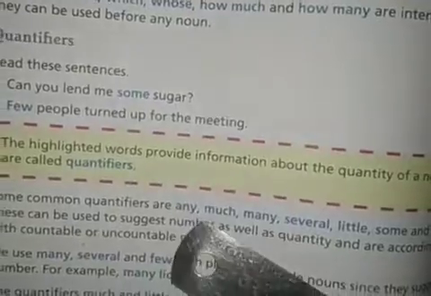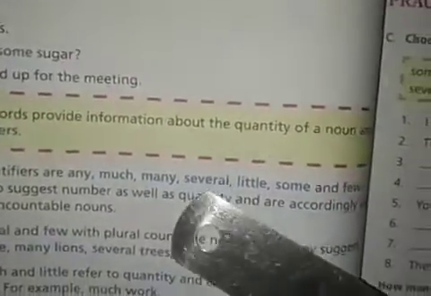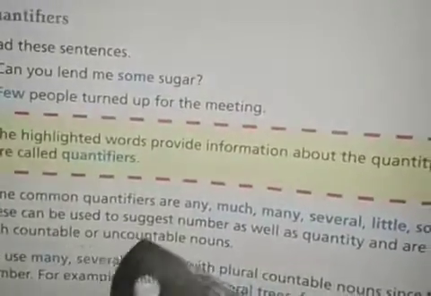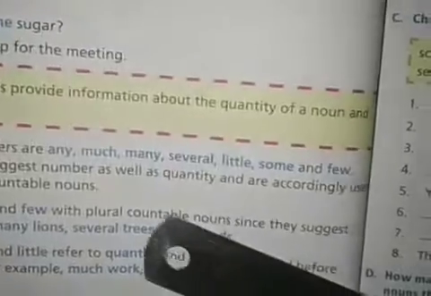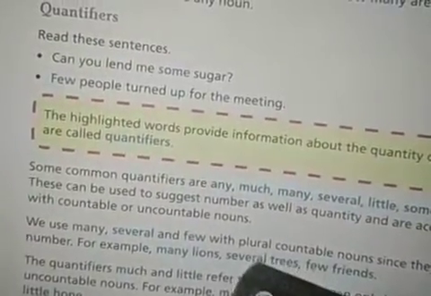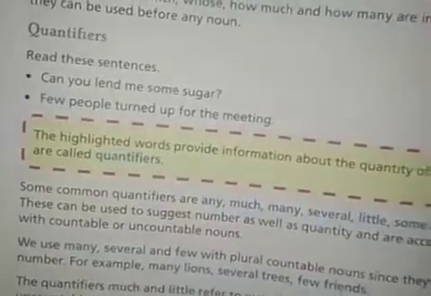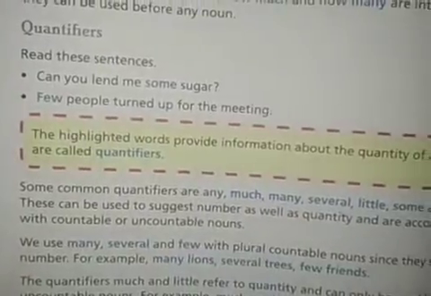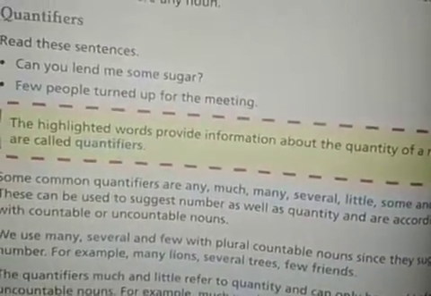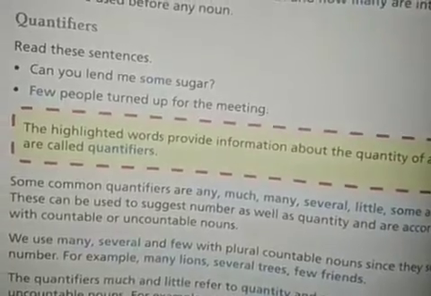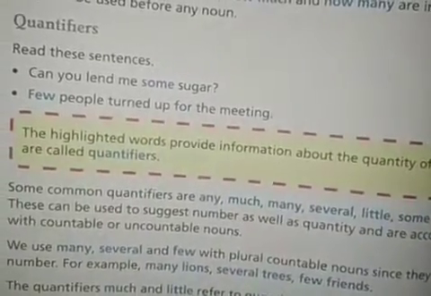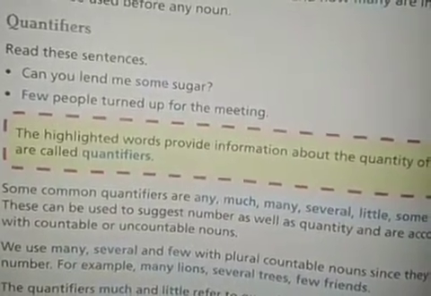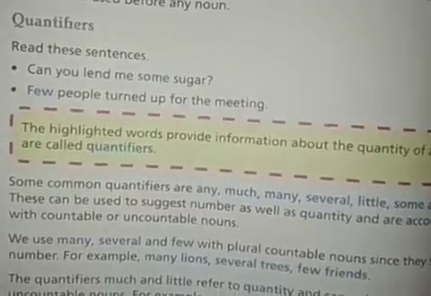Some common quantifiers are any, much, many, several, little, some, and few. Okay, these are some common quantifiers. These can be used to suggest number as well as quantity and are accordingly used with countable or uncountable nouns. These words are the quantifiers, and they can be used with nouns to tell us about the quantity of the noun, how much the thing is, or what is the amount of the thing or the person, or the people.